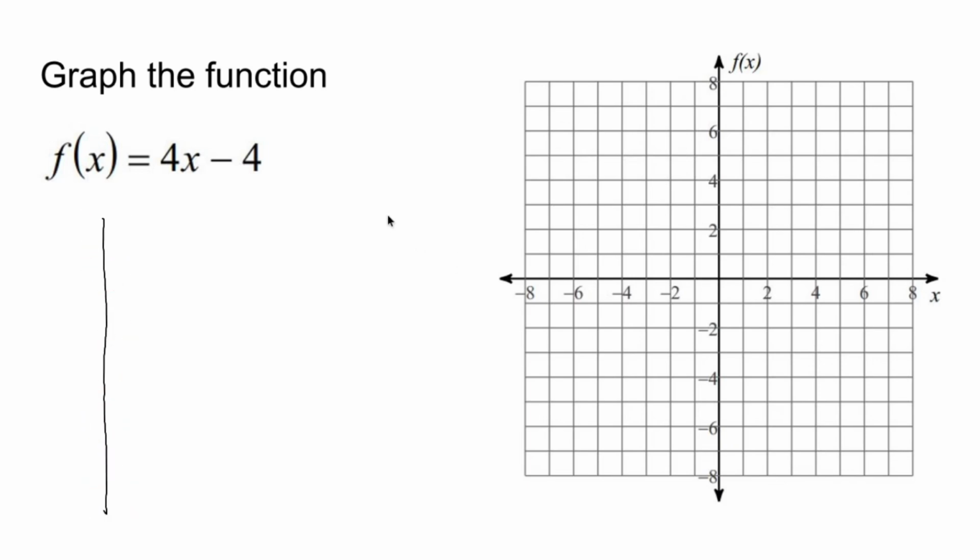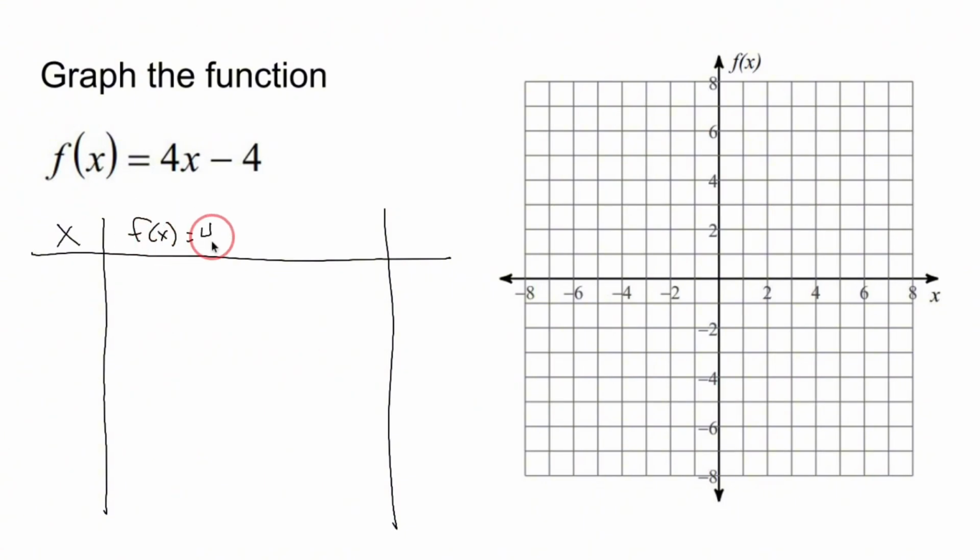So I'm going to make myself a 3-column chart. In the first column, I'm going to pick a bunch of x values. In the second column, I'm going to say f of x equals 4x minus 4, and that's me showing my work. And in the third column, I'm going to have the coordinates that I'm supposed to get after plugging stuff in. Okay.